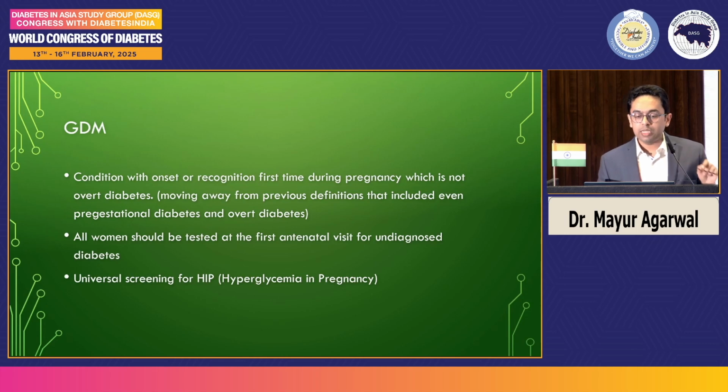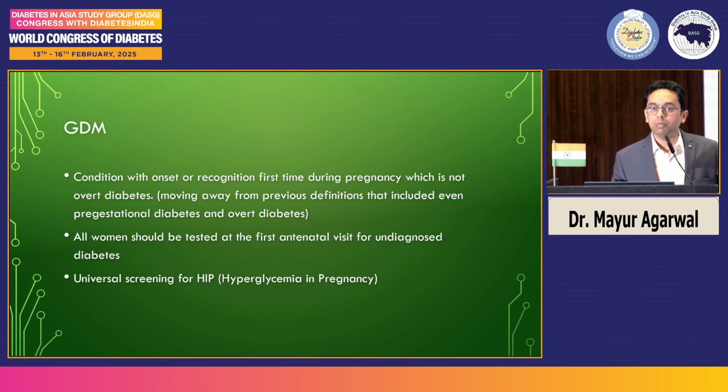Recognition of hyperglycemia first time during pregnancy, that means it was undiagnosed prior. And overt diabetes is your cutoff, that is fasting plasma glucose more than 126, 2-hour plasma glucose more than 200, and HbA1c more than 6.5. If two of them are abnormal, you label it as overt diabetes. If the patient is already diabetic, you label it as diabetes in pregnancy, and there are some cutoffs for GDM which I will be telling you.